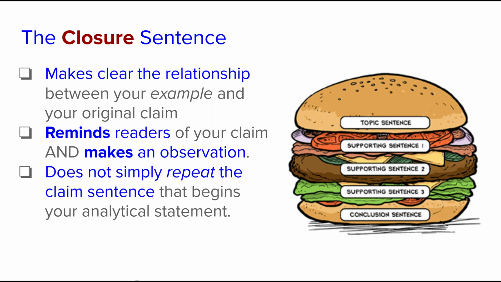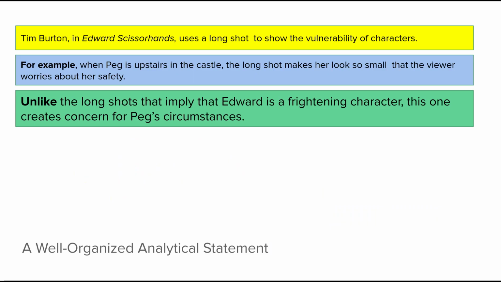It doesn't simply repeat the claim sentence. That would be very 4th graderish. If you were in the 4th grade and I were telling you to write a really good body paragraph, I'd say your first and last sentence could be exactly the same. But in this case, we're a little more sophisticated than a 4th grader, I hope. We want our first sentence and our last sentence to be similar in idea, but not the same exact words.